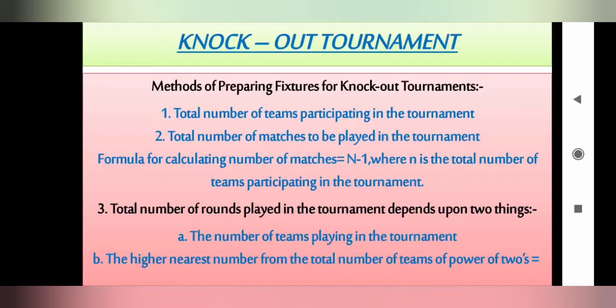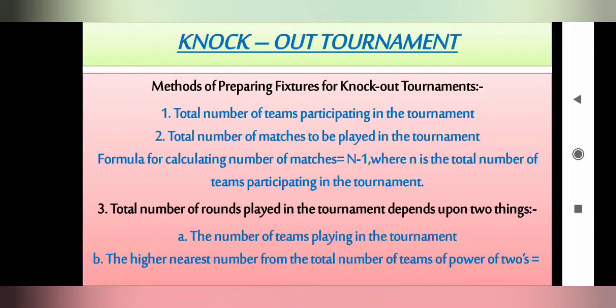Then the second point is the total number of matches to be played in the tournament. So how many matches are played when all teams are playing in the tournament? The formula for calculating the number of matches is n minus 1, where n is the total number of teams participating in the tournament. So the formula for the total number of matches is n minus 1.